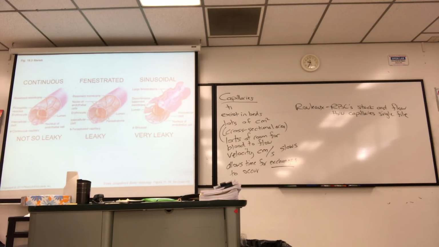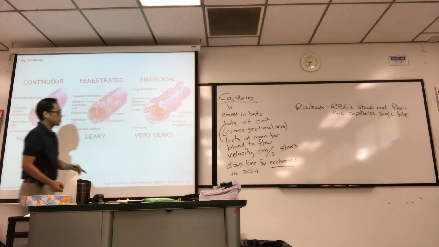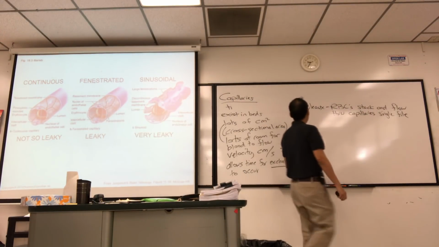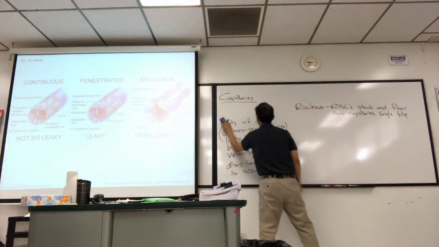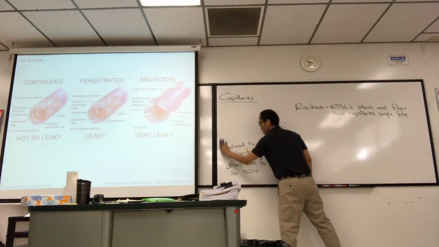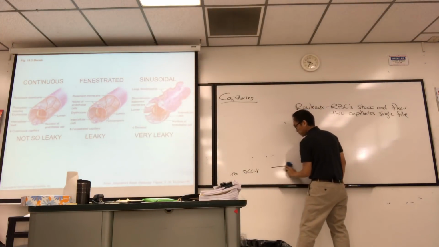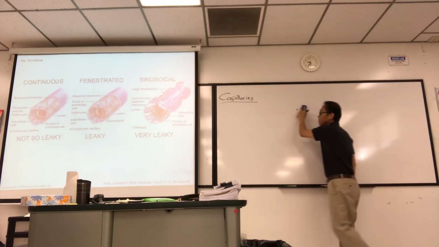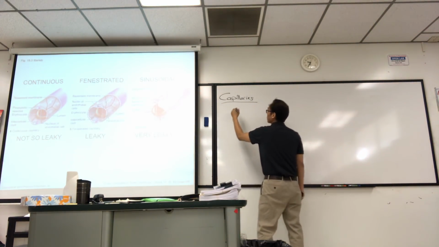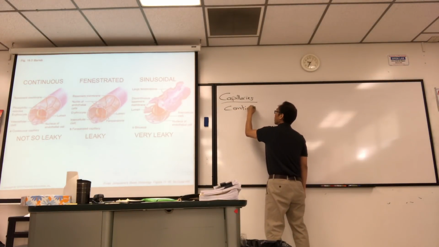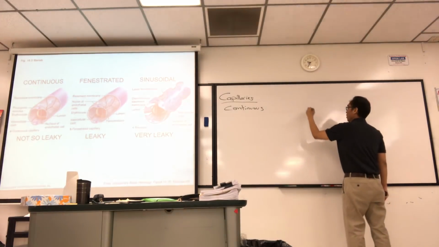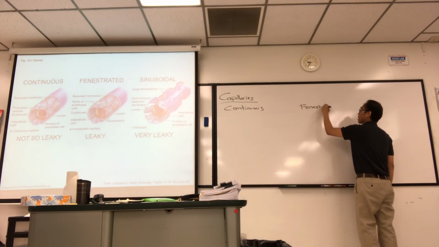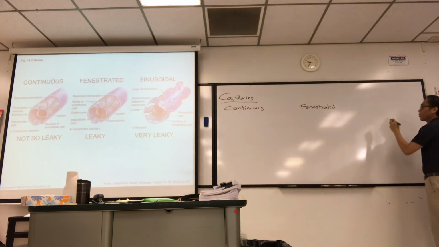Now, so there's varying degrees of leakiness for capillaries depending on the location of the body and its function to allow more efficient exchange depending on what you have to exchange. So, you have capillaries that are continuous. You have capillaries that are called fenestrated capillaries. You have capillaries that are called sinusoidal capillaries.